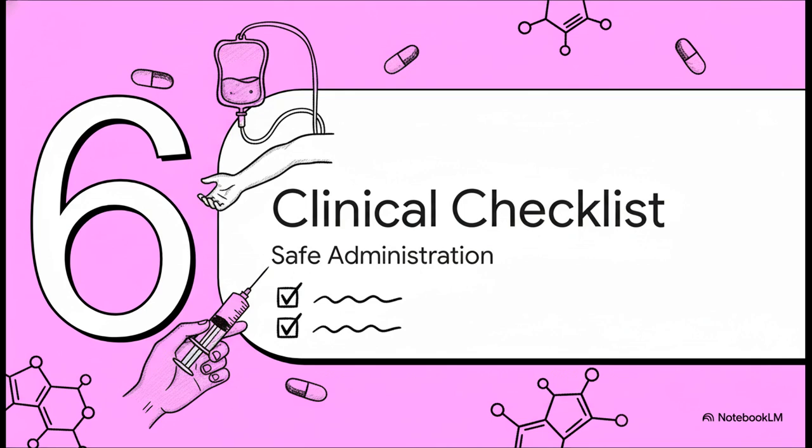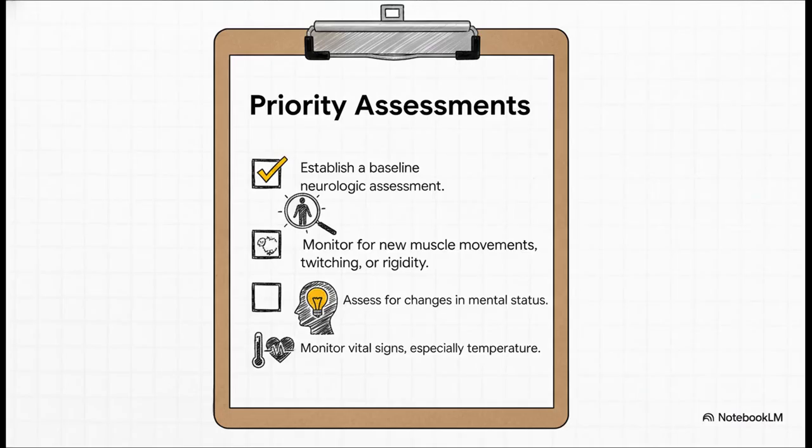So, let's put this all together. You're at the bedside, you've got the drug in your hand. What do you need to do to be safe? This is your clinical checklist. First, your assessments. Before you even give the drug, you need a baseline neurologic exam. How's their movement? What's their mental status like? Then, after you give it, you are watching them like a hawk. Any new twitching? Any stiffness? Any confusion at all? And you're keeping a really close eye on those vitals.